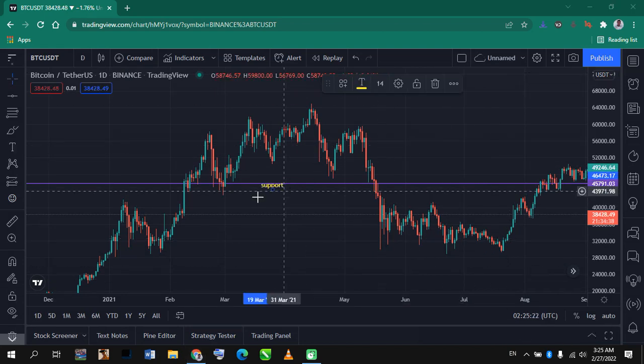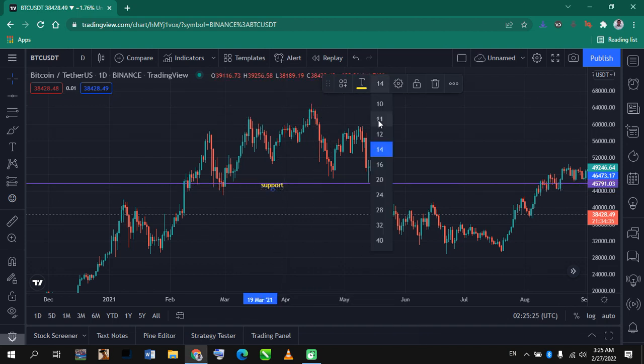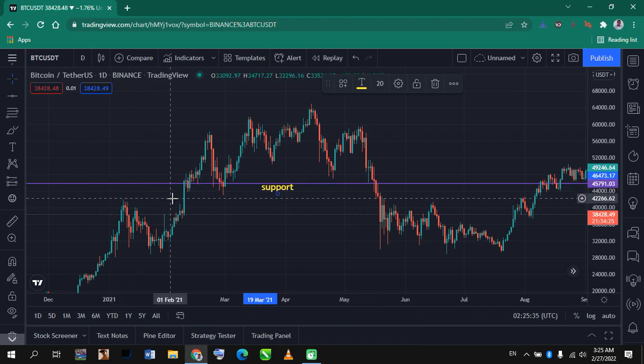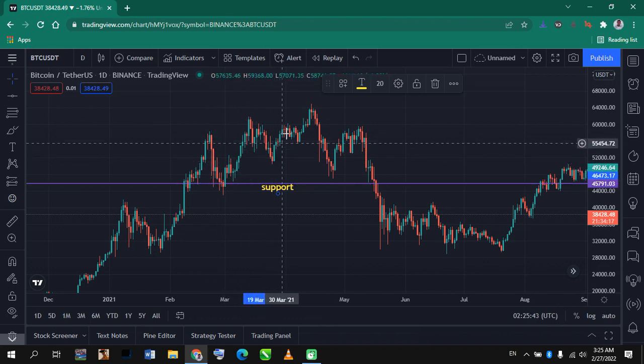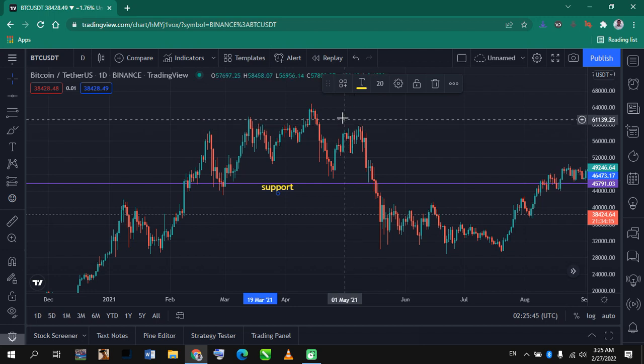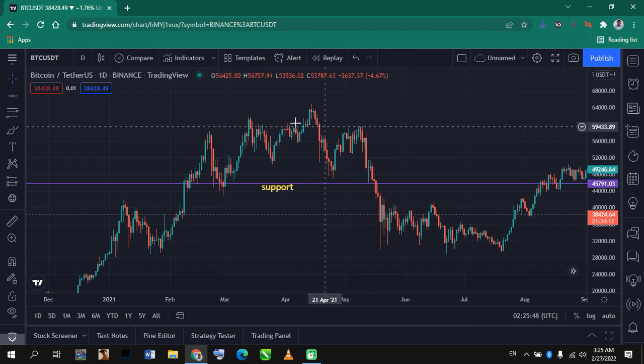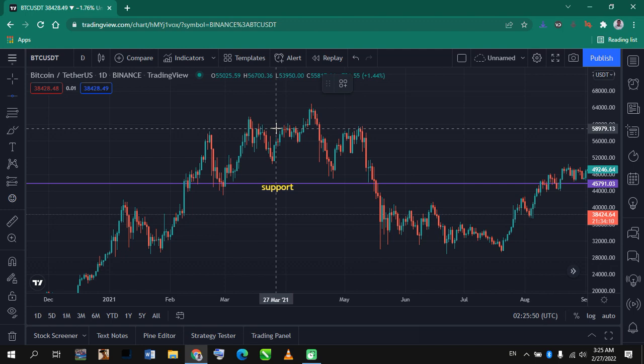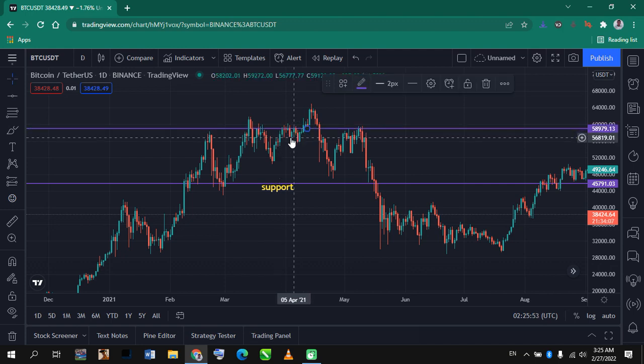So this level becomes the support level. Support in the sense that there are price actions around this level. When the price moves down and comes to this level, you realize that it stops falling and moves up. The fact that it cannot break this level, it becomes a resistance level.